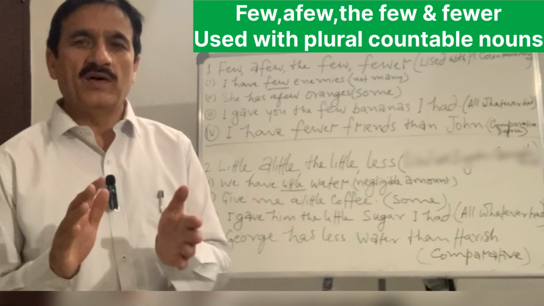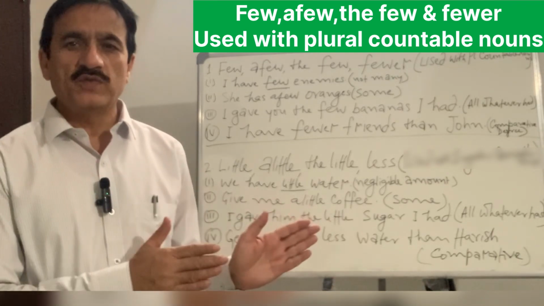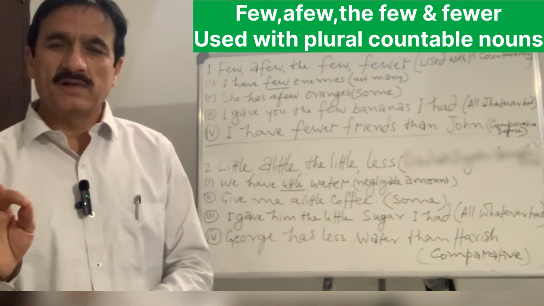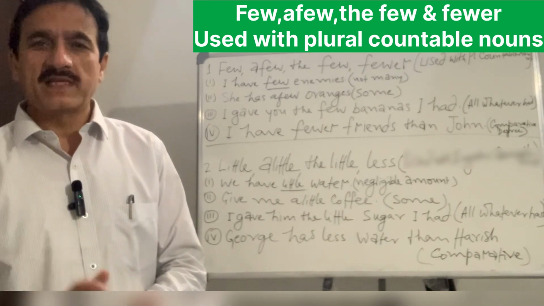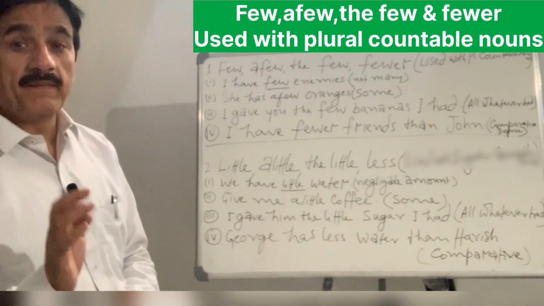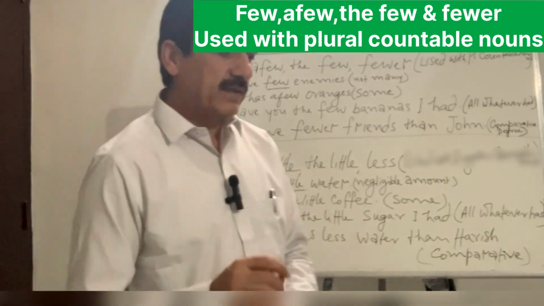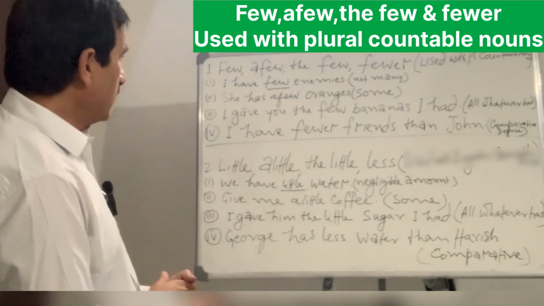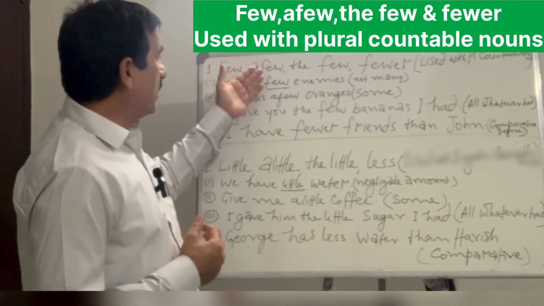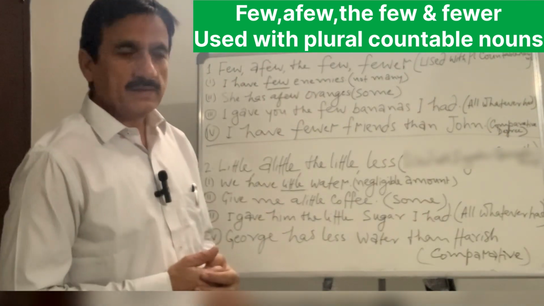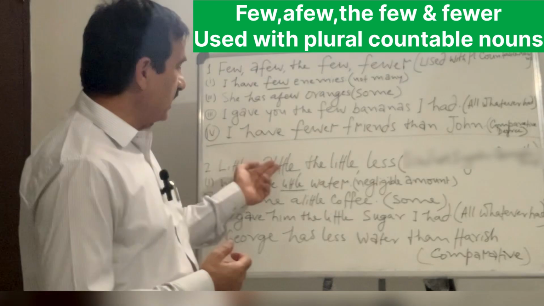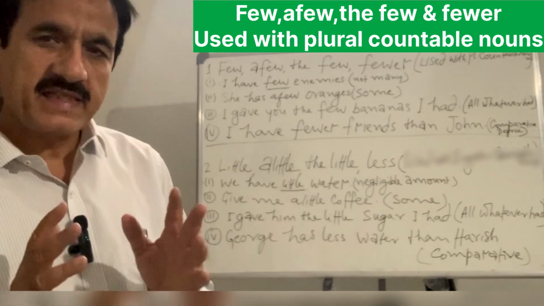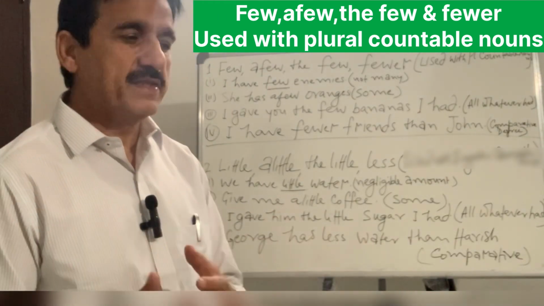Though the meaning of these two families, the few family and the little family, is the same, we must be careful to use them judiciously, correctly, and grammatically. See the first cluster here, the first family of few: few, a few, the few, fewer. Second family, that is little, a little, the little, less. The meaning is same. Uses vary, differ.